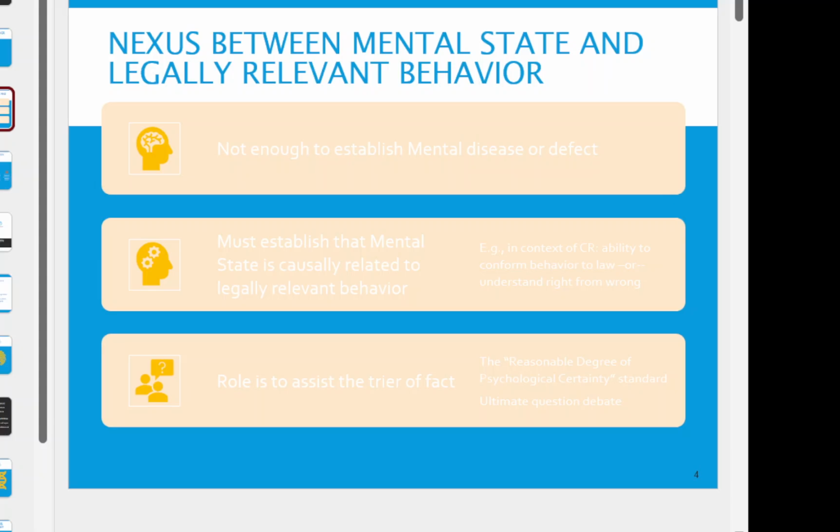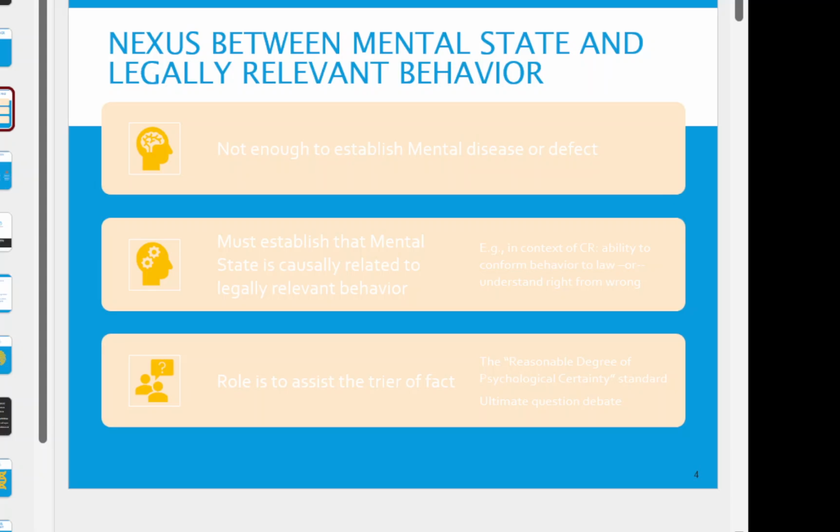And lastly, let's just touch upon civil cases. The nexus can also be relevant in civil cases, such as determining whether a mental illness contributed to negligent behavior that caused harm to others. For example, in personal injury cases, the mental state of the defendant might be assessed to determine liability.